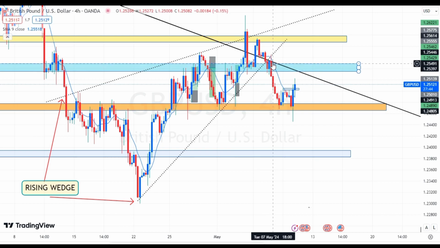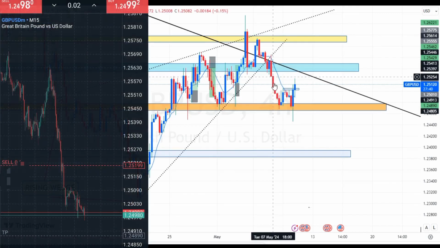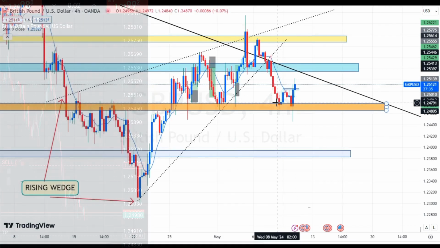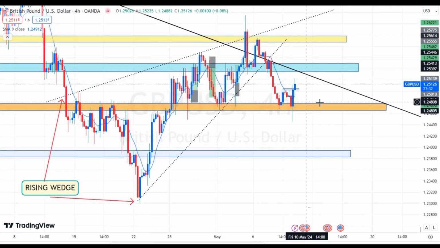After the breakout of the rising wedge, because of this zone, I didn't enter straightforward. I waited for this bearish engulfing, then I entered from here. I took a trade from here to this zone, about 50 pips, so I closed the trade. The trade hit my full TP, and I am now trading within this price action here.